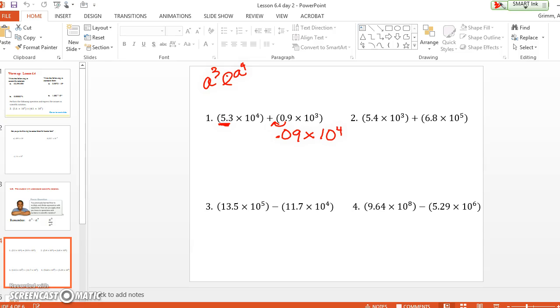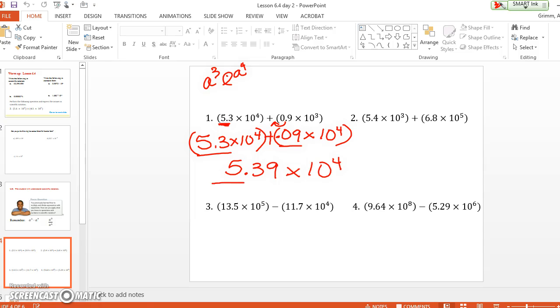You want to stick with this one? Okay, that's fine. So 5.3 times 10 to the 4th. We have all of that plus all of this. Okay, so now what can I do? I can add 5.3 and 0.09. What would that give you? 5.39. Follow me? Times 10 to the 4th. And then you have to make sure this is in scientific notation form, is it? Yes, because this right here is between 1 and 10 times 10 to the power.